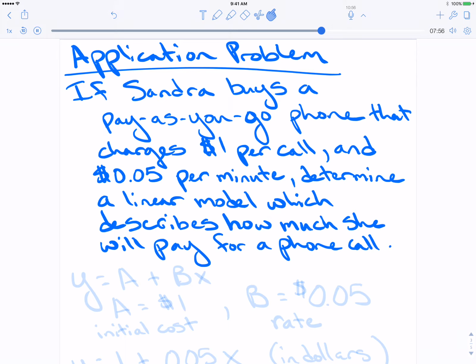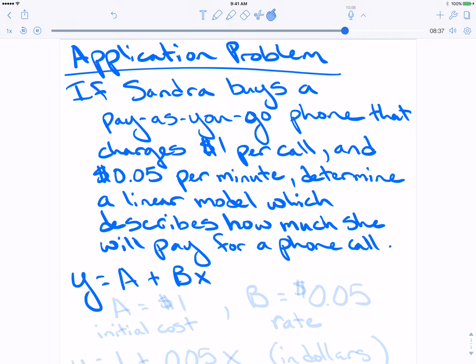So you have two pieces of information and you're looking for two constants, right? Since we need a linear model, we know that we're looking for something that looks like y is equal to a plus bx. It's just a question of which one's a, which one's b. Now, if you're getting charged $1 for every call you make, that $1 is a fixed amount. That's an initial cost, right? So that is going to be our a value, because even if she doesn't talk for any minutes, even if she just dials effectively, she's going to be paying that $1.